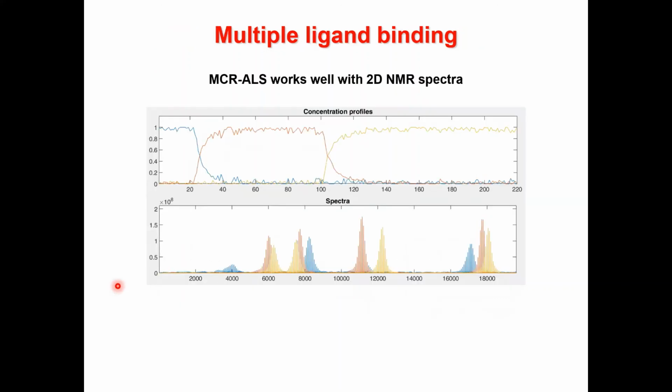So that's even easier, both by eye and by the algorithm, to separate the pure species than with the 1D spectra, which then translates into the fact that you can work with more than two species. You can observe the sequential binding of different ligands to the same protein.